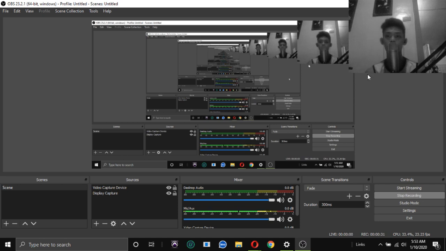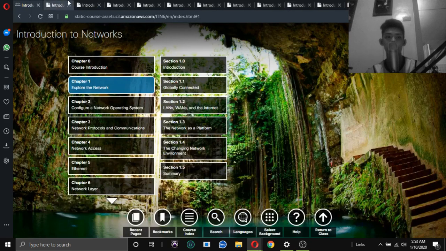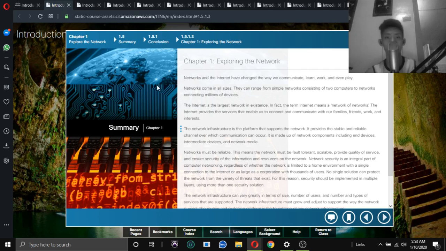So let's proceed to our topic, the summary of chapters 1 to 11. Let's start with chapter 1, the internet. The internet is the largest network in existence. In fact, the term internet means network of networks. The internet provides the services that enable us to connect and communicate with our families, friends, work, and interests.